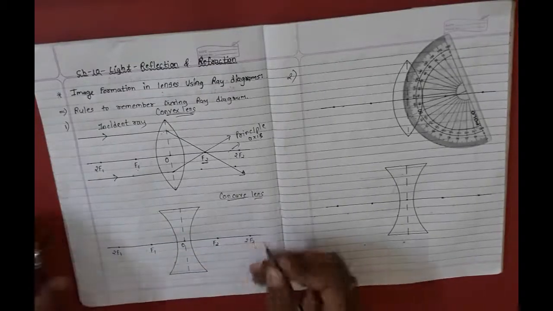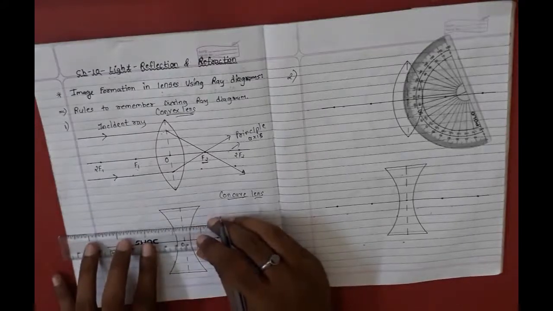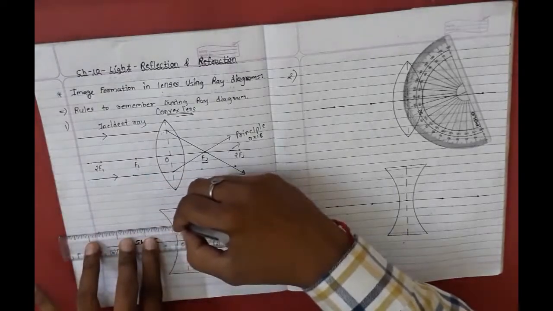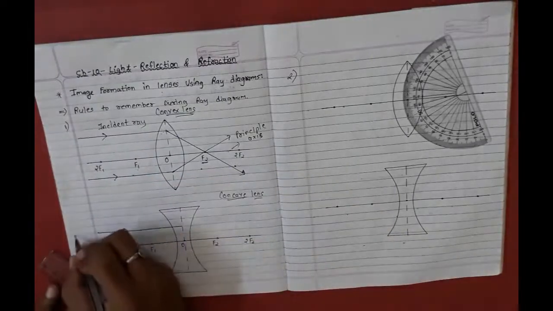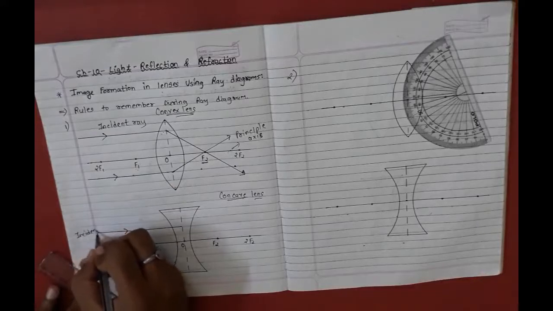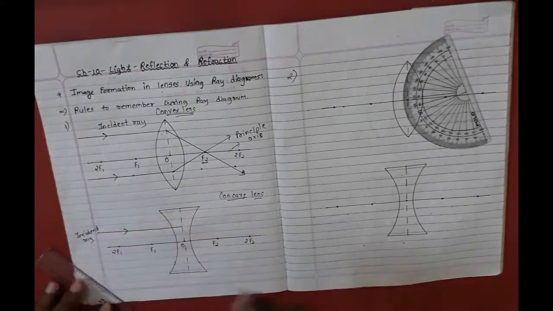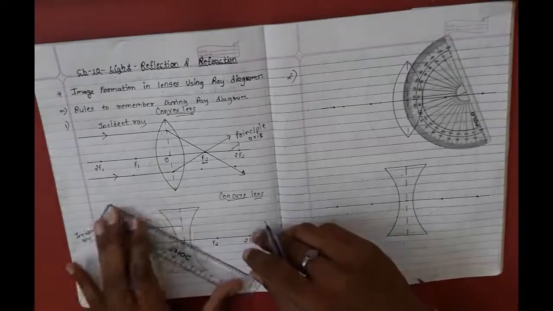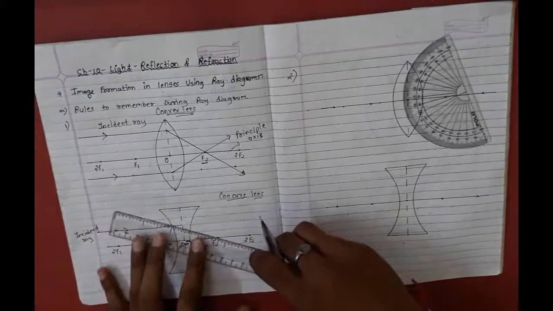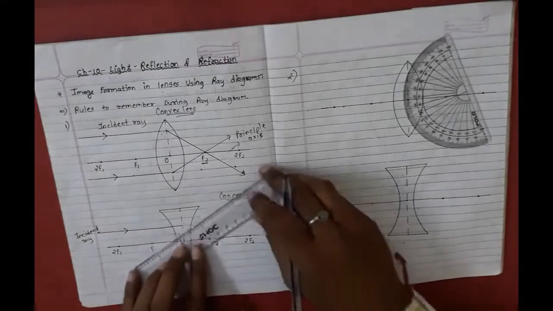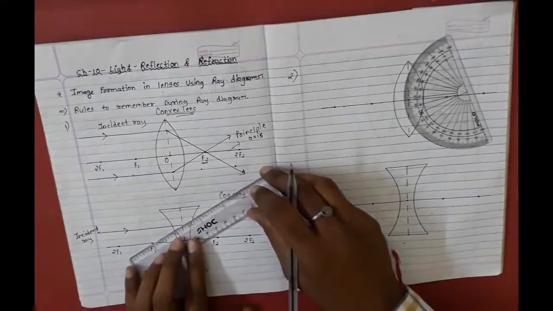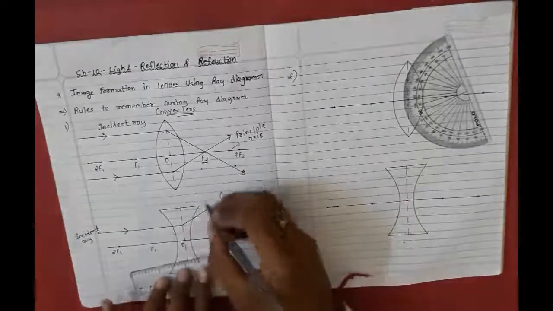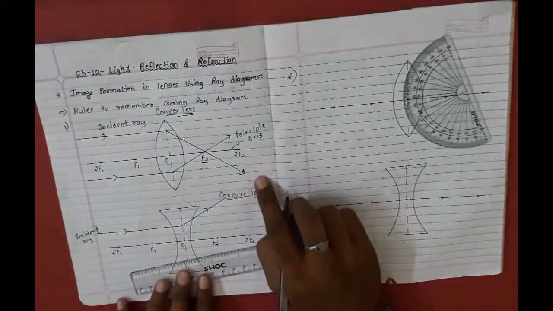is your 2F2. Now if your incident ray is parallel to the principal axis, okay, this is your incident ray. As we know, in concave lens, your ray will get diverged. So after refraction, it will pass through like this. Means after refraction, your light ray will go in this direction.